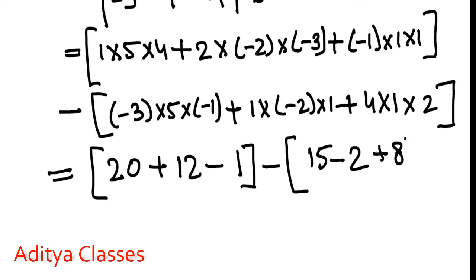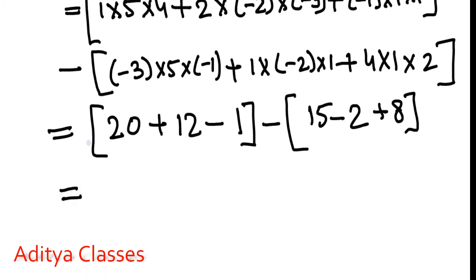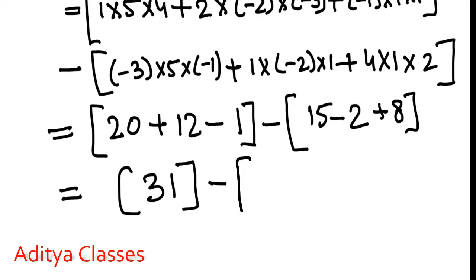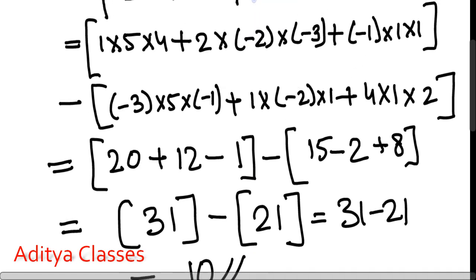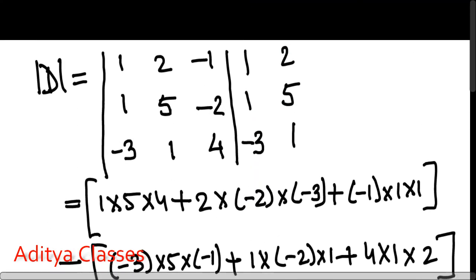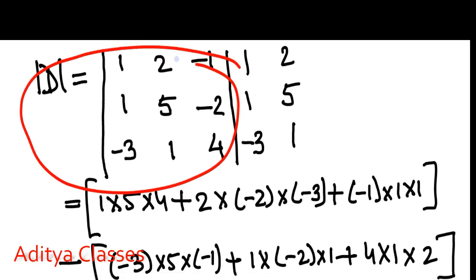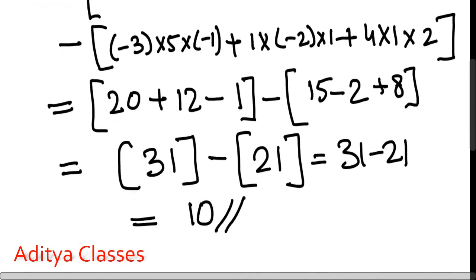So see, things are getting simplified. Now we can just solve these brackets. 20 plus 12 would give me a 32, minus 1 would give me a 31. Minus 15 minus 2 would give me a 13, 13 and 8 would give me a 21. This would make it 31 minus 21, giving me a final answer of 10. So when we solve this determinant D, our value is 10. This determinant can be represented by 10. Thanks for watching.